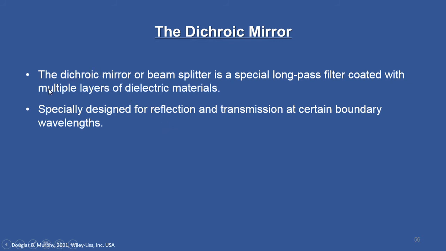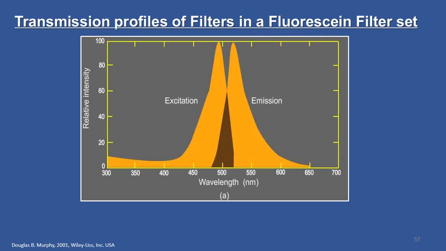If you look at the function of the dichroic mirror, a dichroic mirror or a beam splitter is a special long pass filter coated with multiple layers of dielectric materials, specially designed for reflection and transmission at certain boundary wavelengths. So, it is a kind of a long pass filter, and let us look at what kind of action it does.